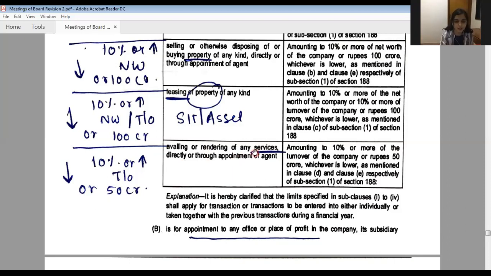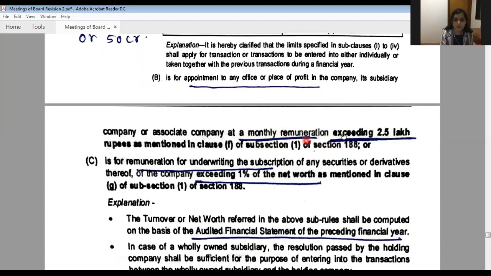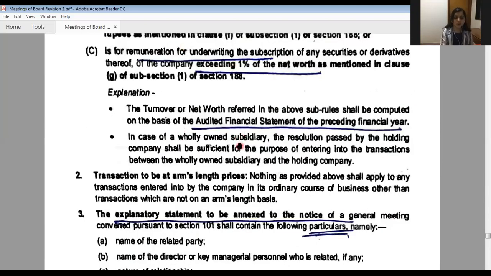Next is availing or rendering of any services directly or through appointment of agent. Limit is 10% or more of its turnover in service or rupees 50 crores, whichever is lower. Now for appointment to any office or place of profit, the limit is a monthly remuneration exceeding rupees 2.5 lakh. Next is remuneration for underwriting the subscription of any securities or derivatives exceeding 1% of net worth. Now, all these limits shall be computed on the basis of audited financial statement of the preceding financial year.